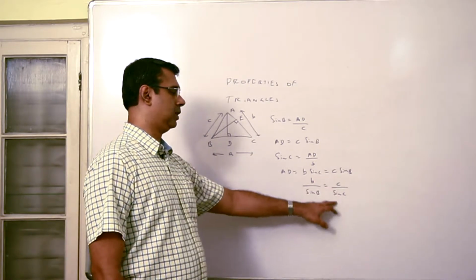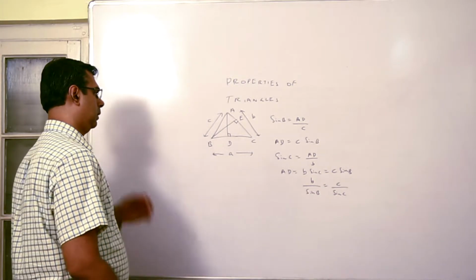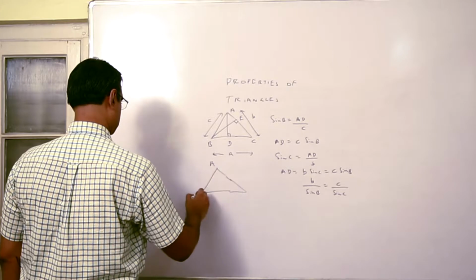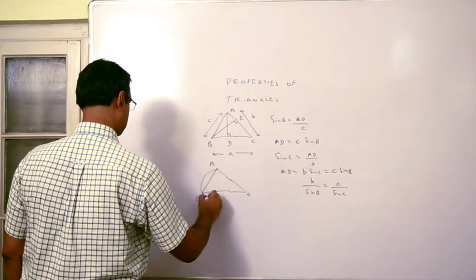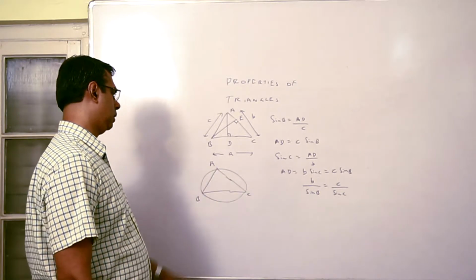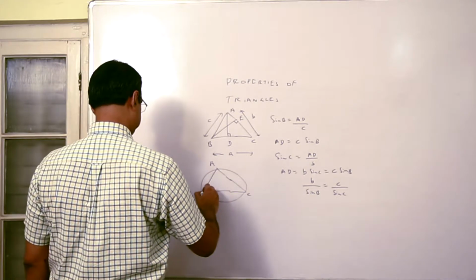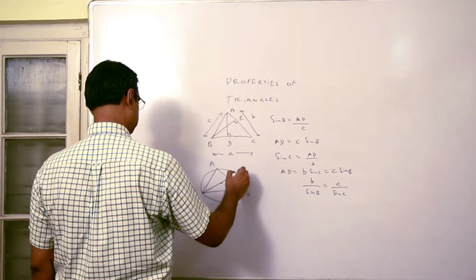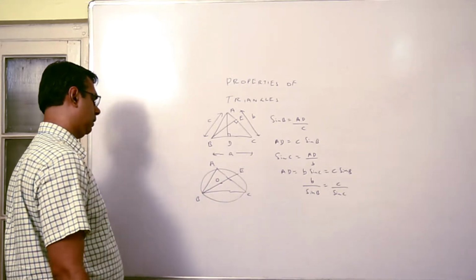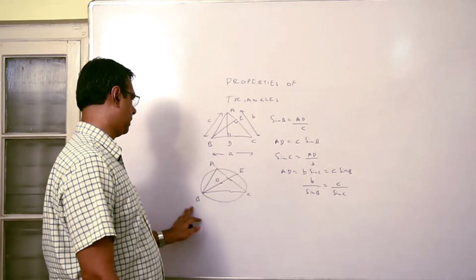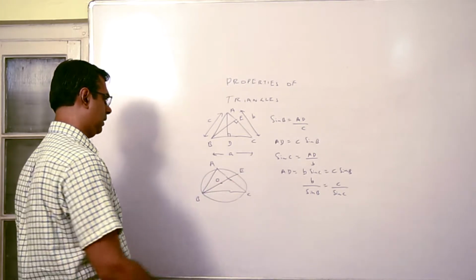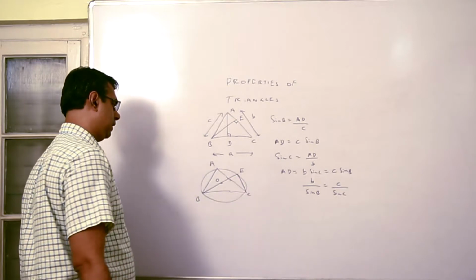So a by sine A is equal to b by sine B is equal to c by sine C. Now, if you draw the circumcircle of this triangle, and let O be the circumcenter, and you join BO and produce it to meet the circumference at E, and then you join EC.